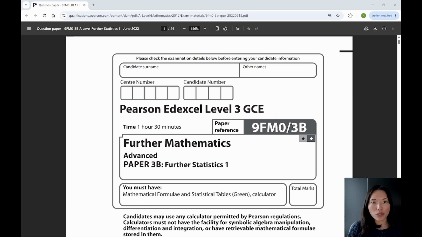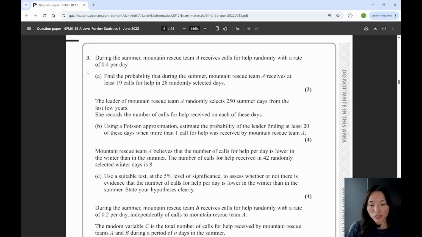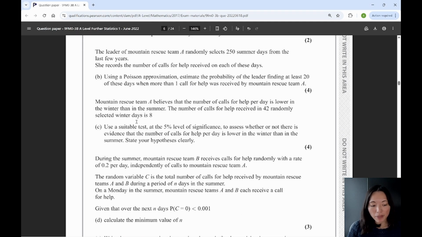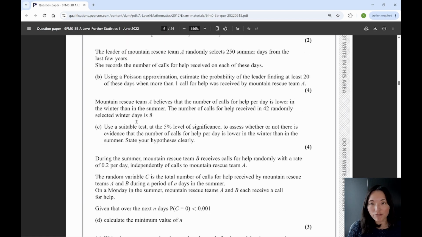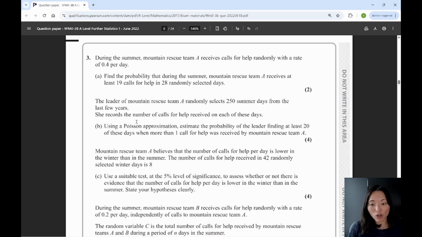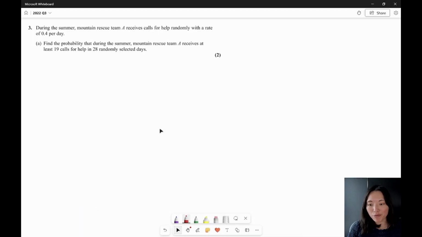We're now going to look at question 3 of the A-level further statistics paper from 2022. It looks like quite a long question, split into 5 different parts and with 14 marks available. Just like any other long question, let's take this step by step. We're going to look at part A first.